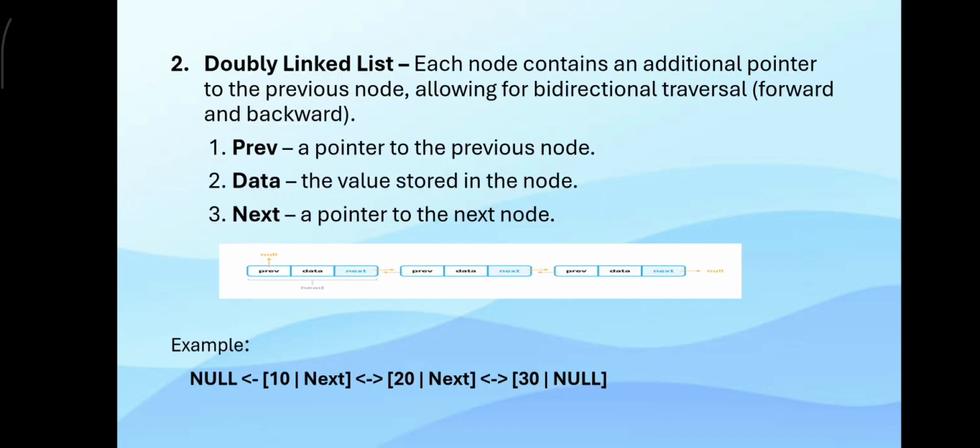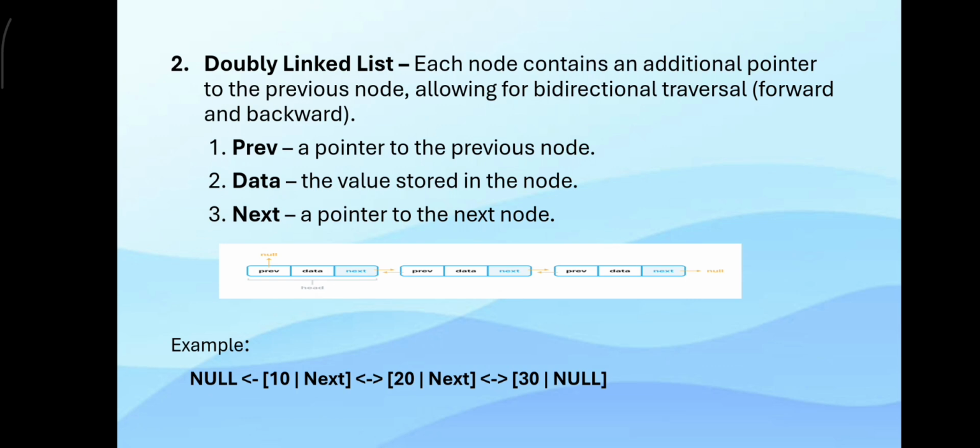The second type is the doubly linked list. Each node contains an additional pointer to the previous node, allowing for bidirectional traversal, forward and backward. Prev: a pointer to the previous node. Data: the value stored in the node. And next: a pointer to the next node.